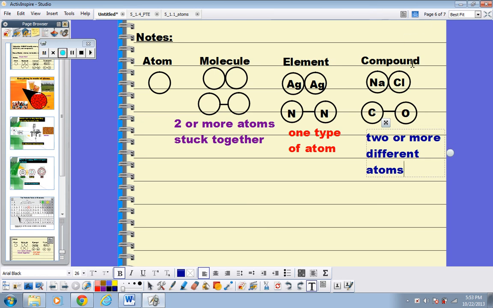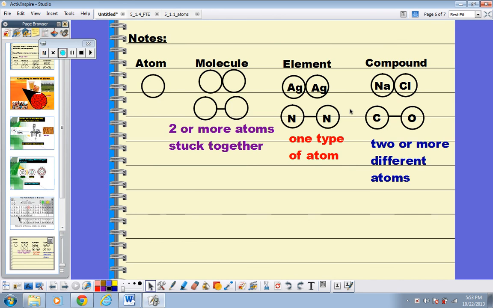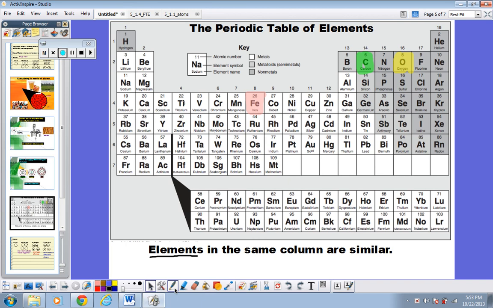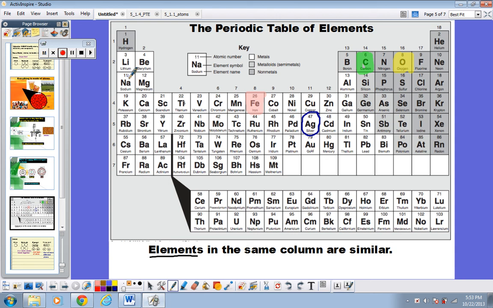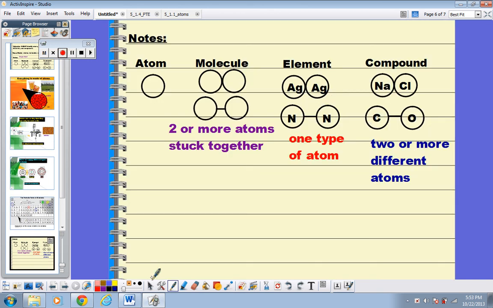Makes a compound. So if we look for Ag, we can find that Ag is right here. It is silver. So silver is an element. And if we look at Na and Cl, we can find those two. They're right here. So one element is here, sodium, Na. And the other one, whoa, it's all the way on the other side, chlorine. So those are stuck together, so that's a compound.